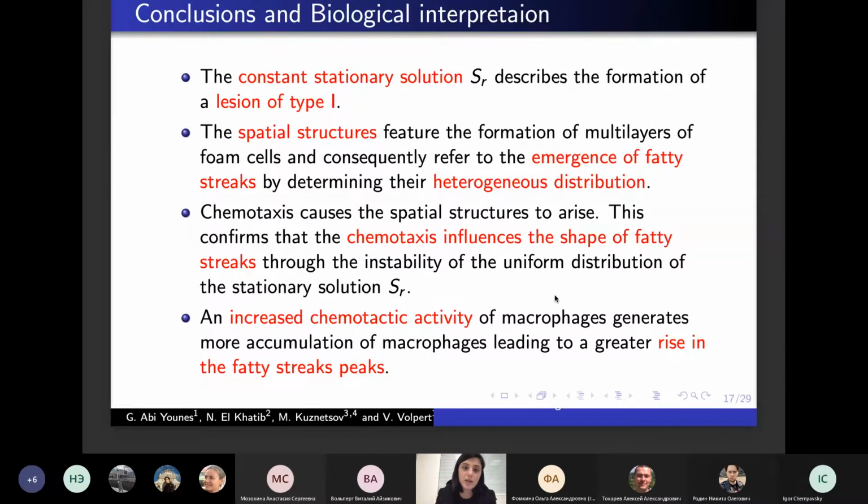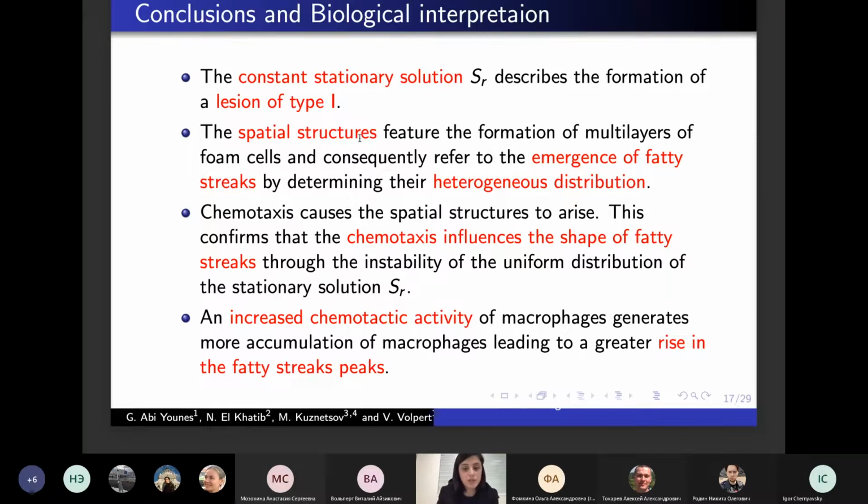Before we proceed, I will give some conclusions and biological interpretation in order to understand what we are going to get later. For us, the stationary solution SR describes the formation of lesion of type 1, the type that I told you is detectable only microscopically or chemically. Whereas the spatial structures refer to the emergence of fatty streaks, and they determine their heterogeneous distribution.